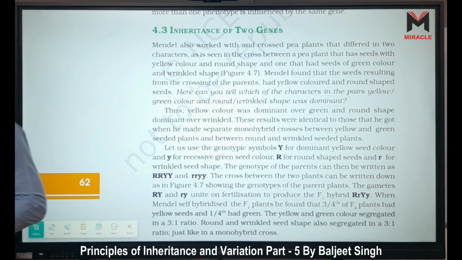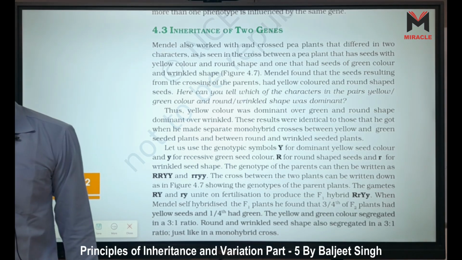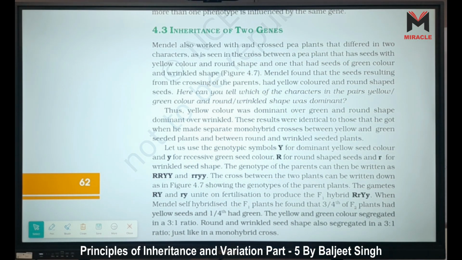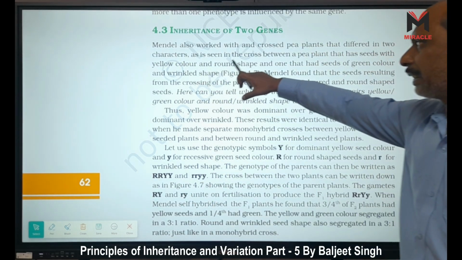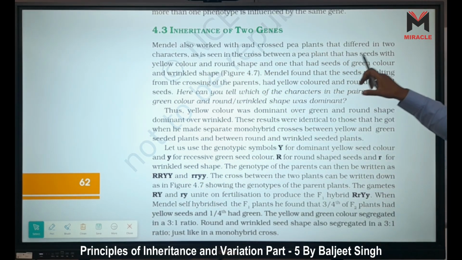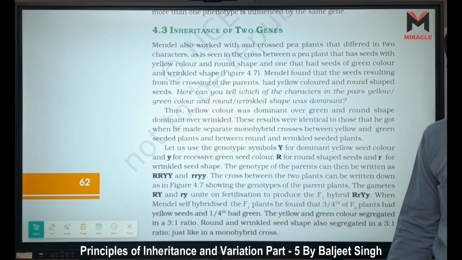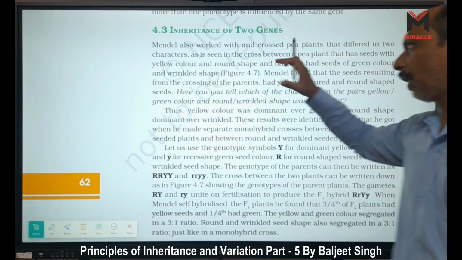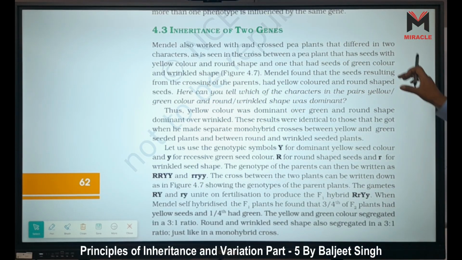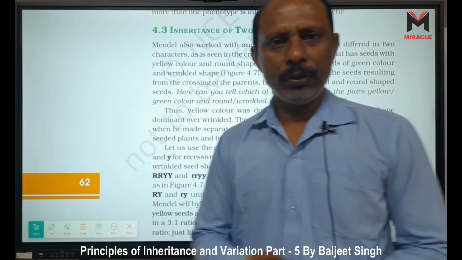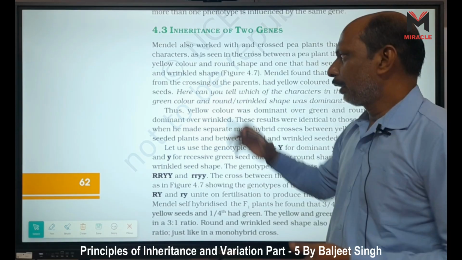Now, inheritance of two genes means dihybrid cross. Mendel also worked with crossed pea plants that differ in two characters, as is seen in the cross between a pea plant that has seeds with yellow color and round shape, so two traits are given here, one is yellow color and the other is round shape, and one that has seeds of green color and wrinkled shape. Color and shape, two different traits, right?